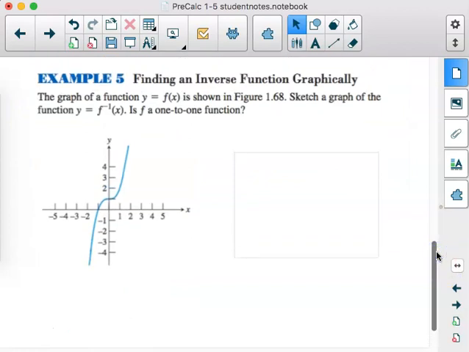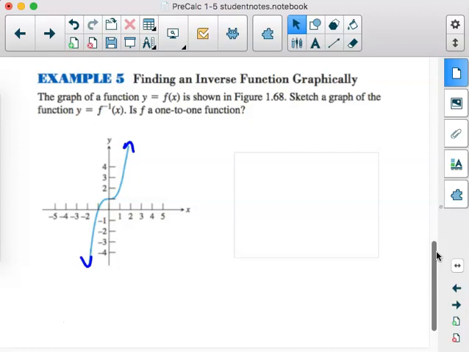Finding an inverse function graphically. The graph of the function y equals f of x is shown. It says sketch a graph of the inverse, and is f a one-to-one function? Well, let's start at the beginning. I need to figure out what the graph is going to look like.